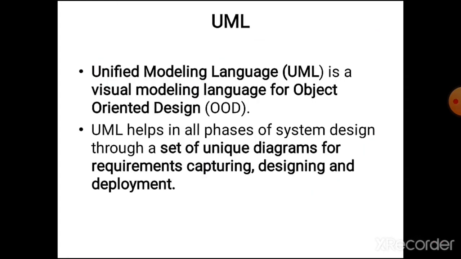The next one is UML. UML is the Unified Modeling Language, which is a visual modeling language for object-oriented design. UML helps in all phases of system design through a set of unique diagrams for requirements capturing, designing, and deployment.